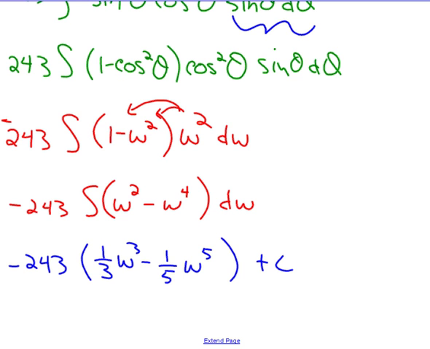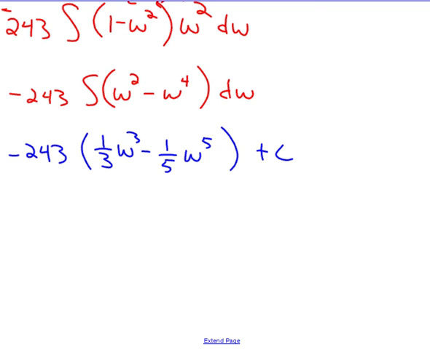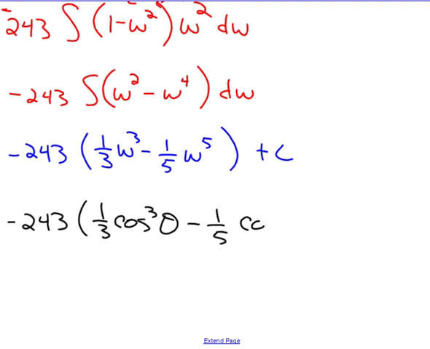Now, I have to go back to x. But I don't know how to go back to x yet. What I do know is that w is, again, cosine of theta. So I can replace all my w's with cosines of theta. Negative 243, 1/3 cosine cubed of theta, minus 1/5 cosine to the 5th of theta.